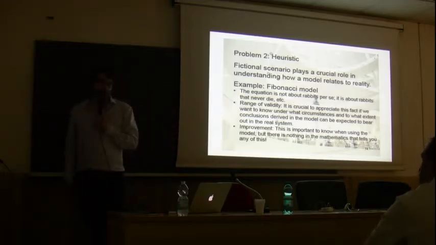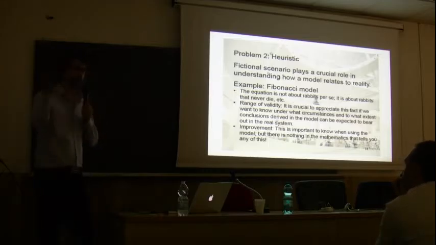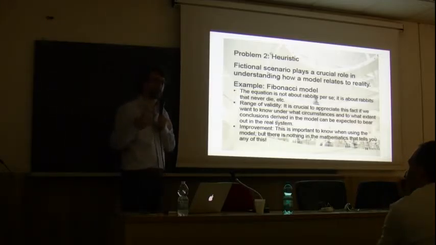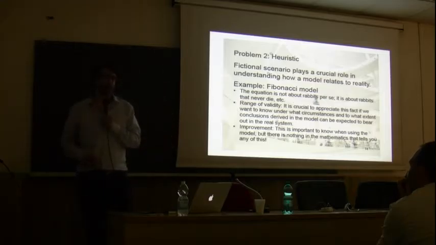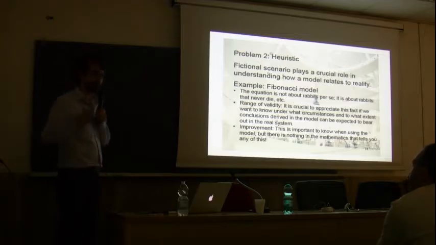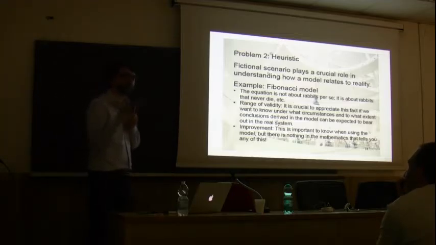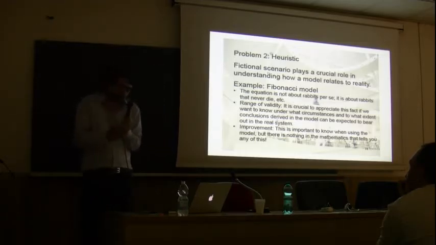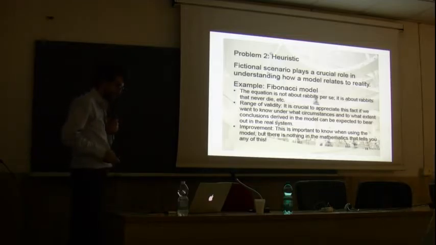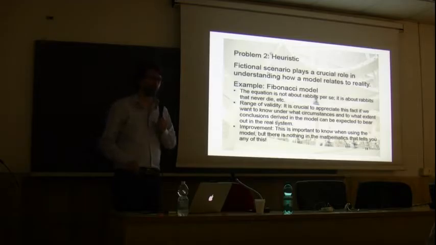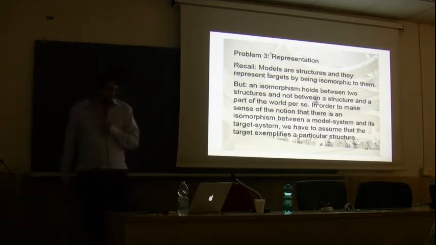So if you want to understand how far the Fibonacci model stretches, we have to know what kind of system the equation is true of. And if we know that the equation is true only of a population where no individual ever dies, that's very important information, but that's not part of the structure. So that's information about the structure that comes from outside. And if you say the model is nothing but the structure, you seem to lose that information. And also heuristically, when you want to improve the model, it's important to know these things.